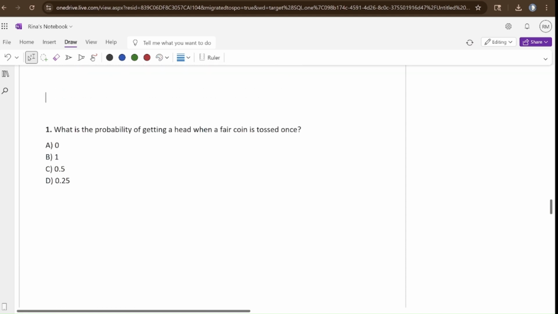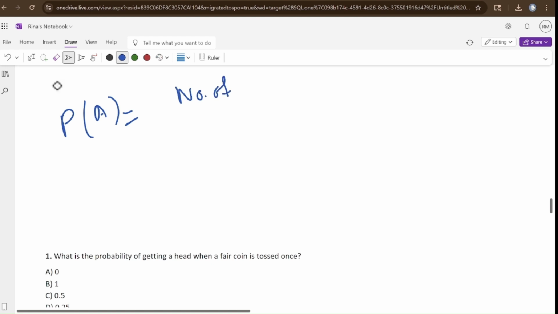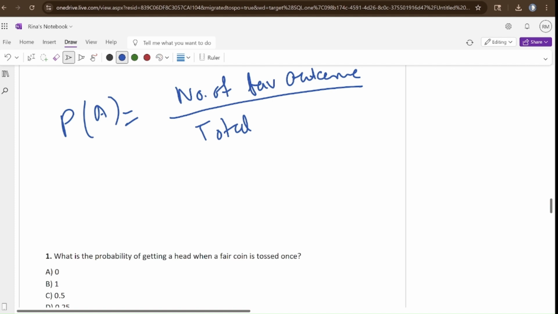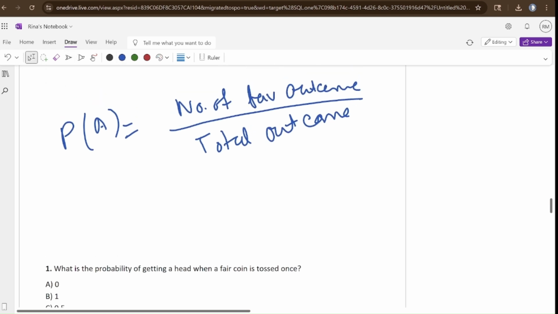See, before that, let me tell you the definition of probability. The definition of probability is number of favorable outcomes divided by total outcomes. Probability means chances of occurring any event. You are throwing a coin and you want it to become head. So what are the chances that you will get it as a head? Okay, not as a tail. That is what probability is. What is the probability of occurring a head?